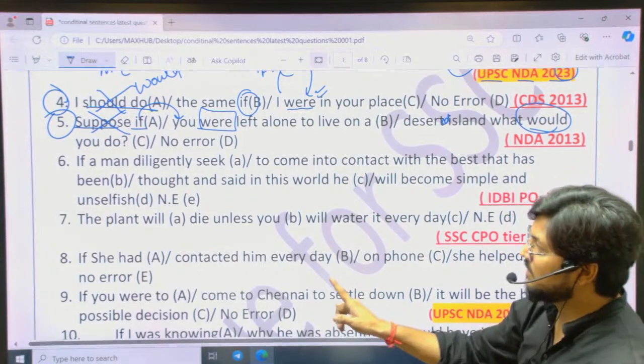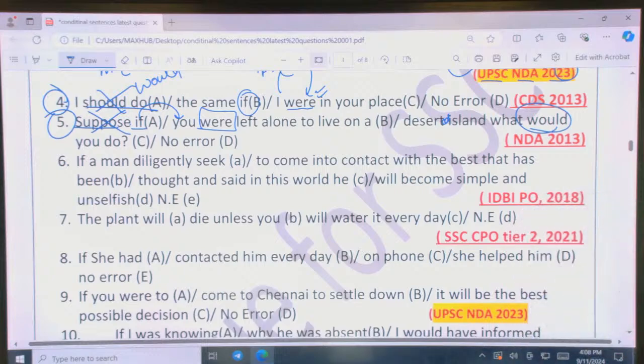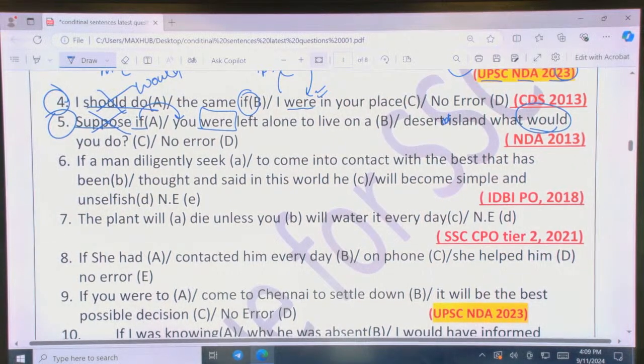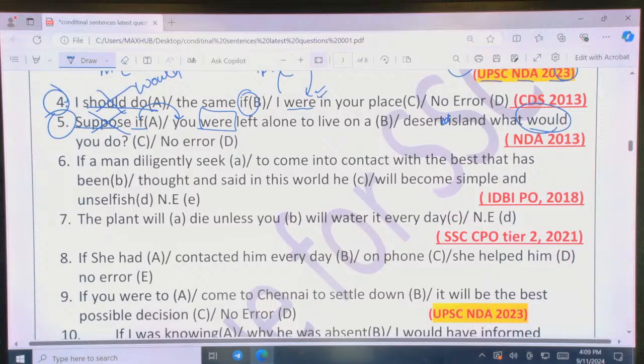Question number 6 is a complicated question, which has been asked in IDBI PO 2018. If a man diligently seek to come into contact with the best that has been taught and said in this world, he will become simple and unselfish. Do you find any error? Very good. Let them think. Think about this question.